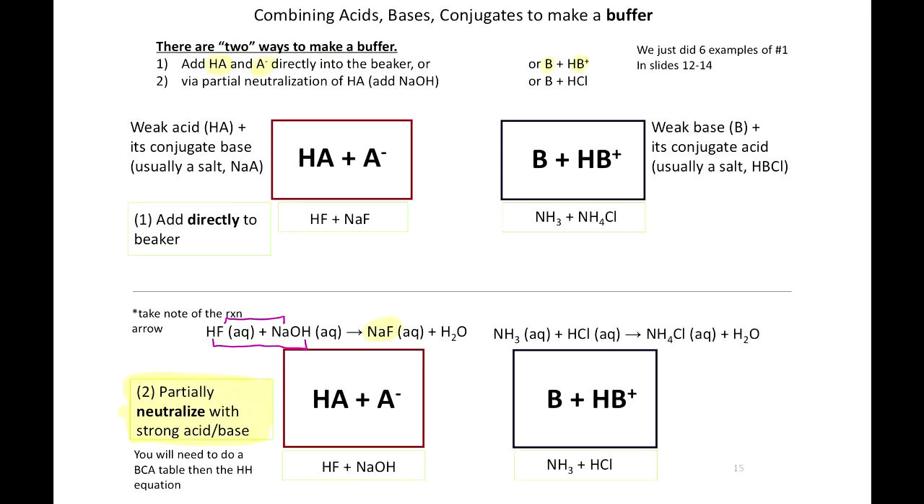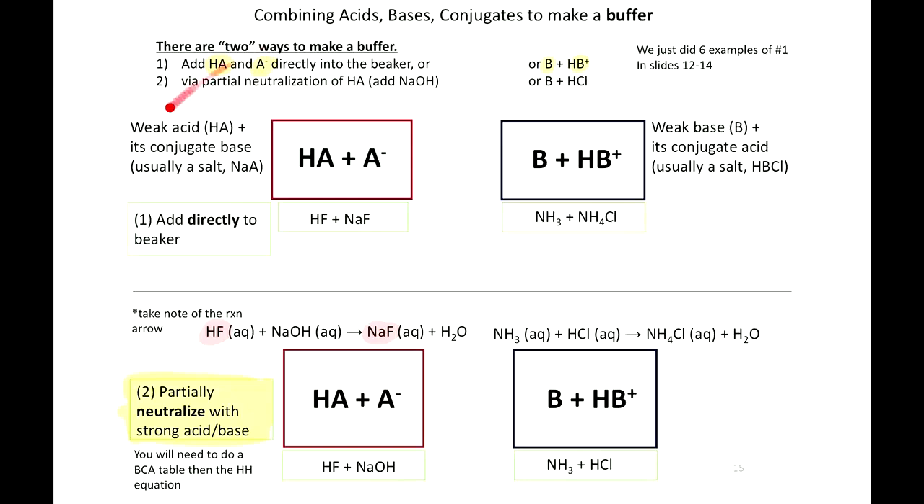And so if you partially neutralize this, by the partial neutralization, you will have both NaF and HF present in your solution to have that buffer. All right, so this is via partial neutralization. You convert some of the moles of HF to something else, that conjugate base NaF, and that's how you get your base to acid ratio.